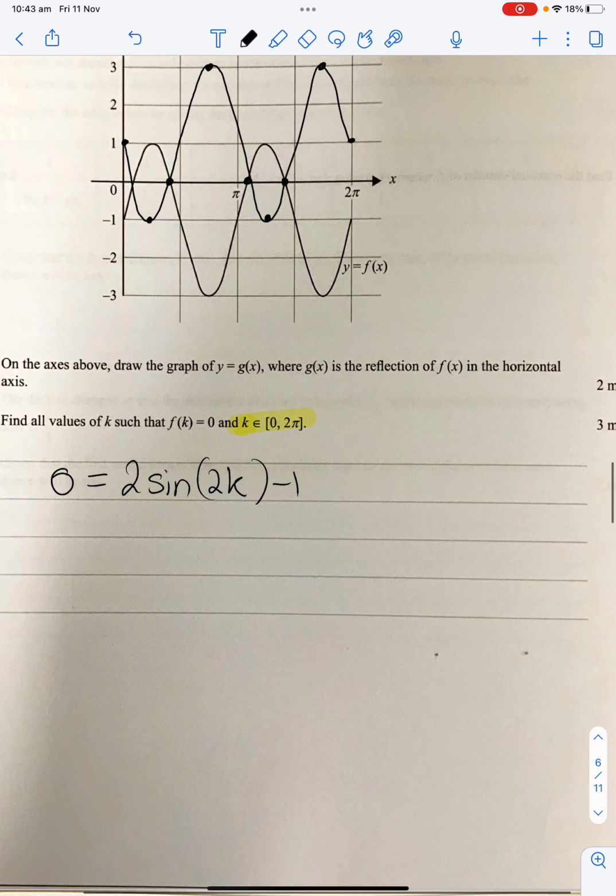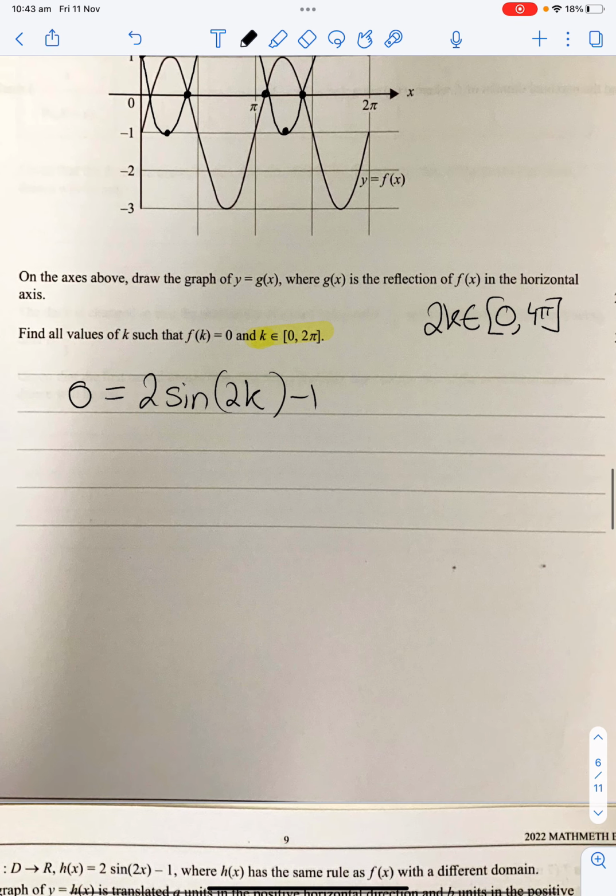Now when we're solving trig, there's a few ways to do it, but I like to compare what's inside the function with our domain. So I've got 2k here, but my domain is k. So let's transform the domain. 2k is an element of 0 to 4 pi. That will help me find all my solutions. So now I'm going to solve this. We get 1/2 equals sine 2k. So from here, we use unit circle.